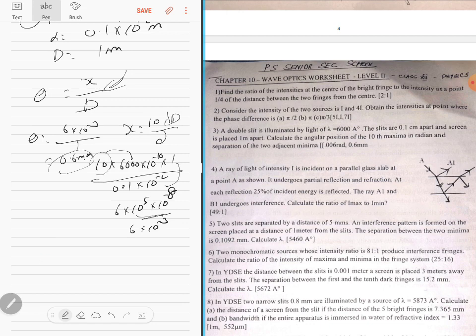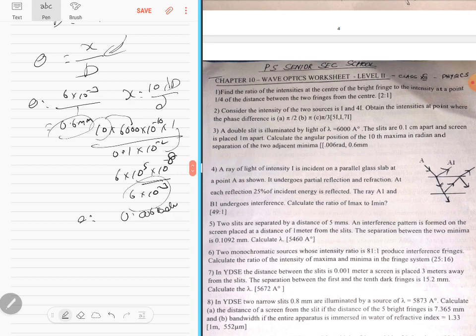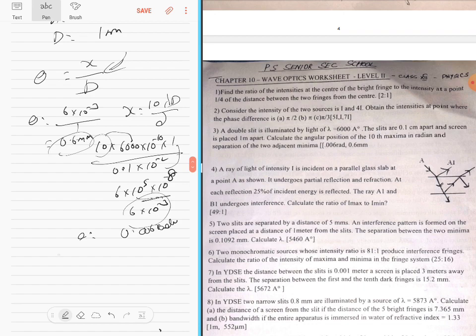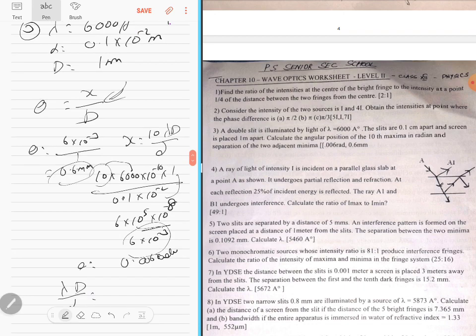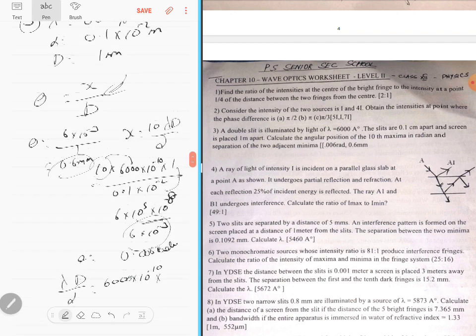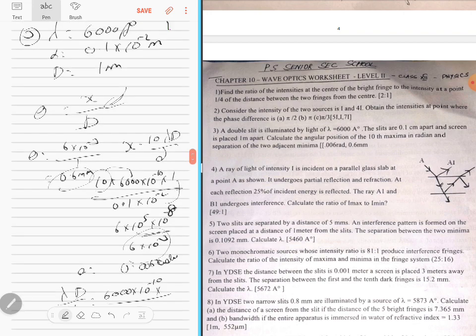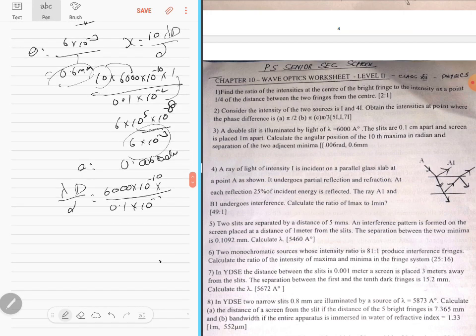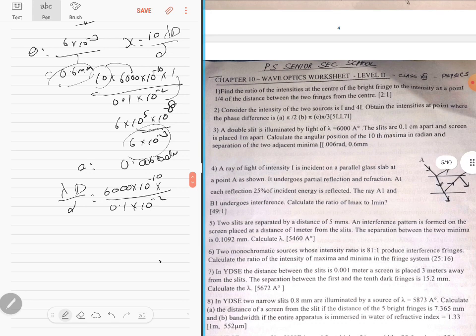And the separation between two adjacent minima, what have I got here is 0.006 radians. So that is the theta that I've got. The separation between two adjacent minima is nothing but fringe width, which is lambda into capital D by small d, where lambda itself is 6000 into 10 to the power minus 10, capital D itself is 1, small d itself is 0.1 into 10 to the power minus 2, which is basically the calculation that is here.